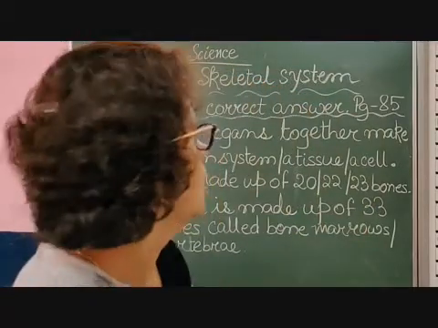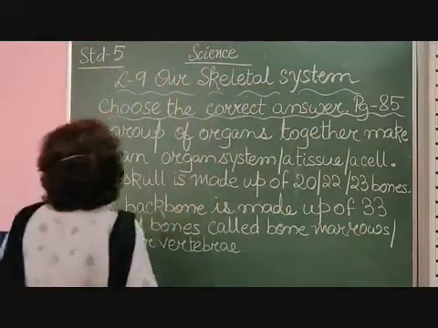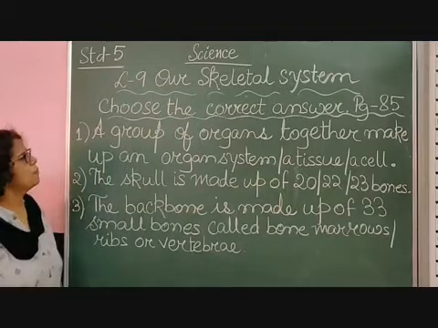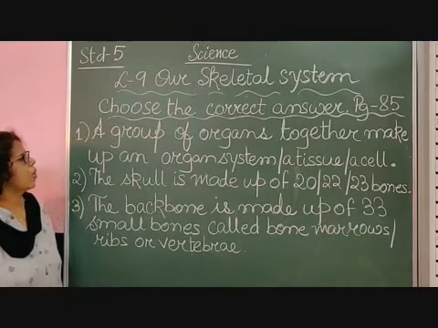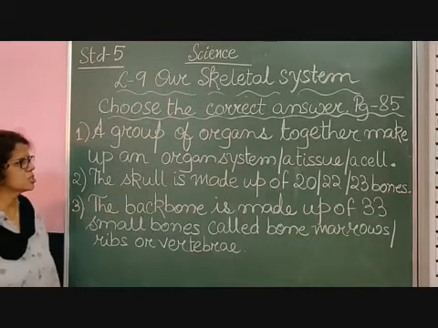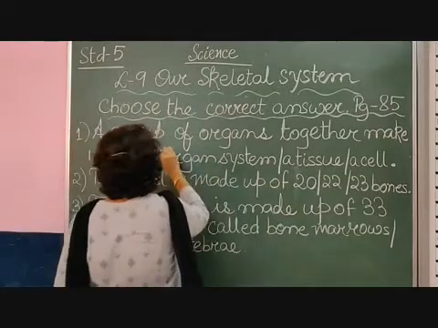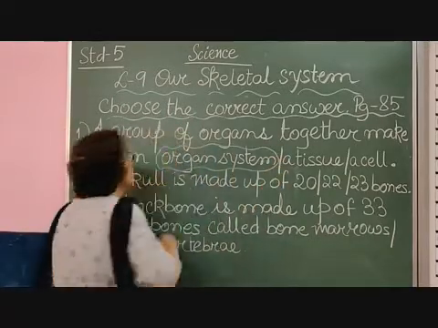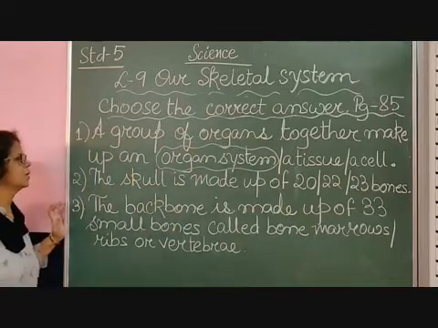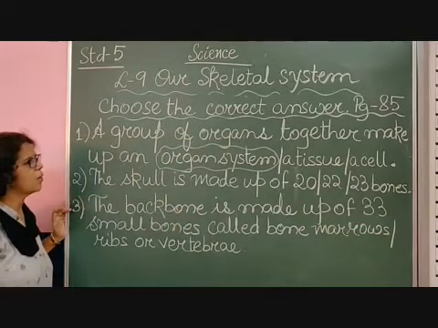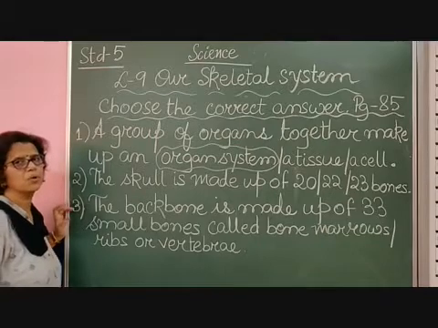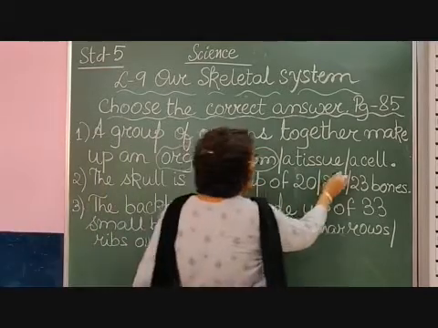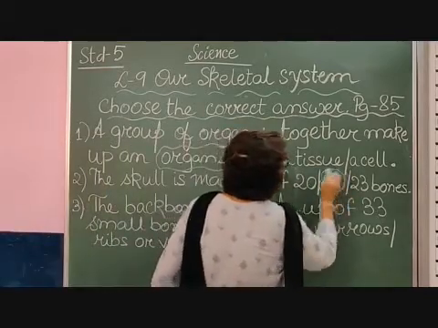Let us do this exercise. The first one: a group of organs together make up an organ system, or tissue, or cell. Just now we did, it is organ system. So the correct answer is organ system. Number 2: the skull is made up of 20, 22 or 23 bones. Just now also we discussed, it is made up of 22 bones.